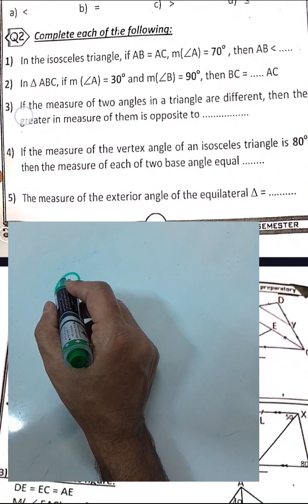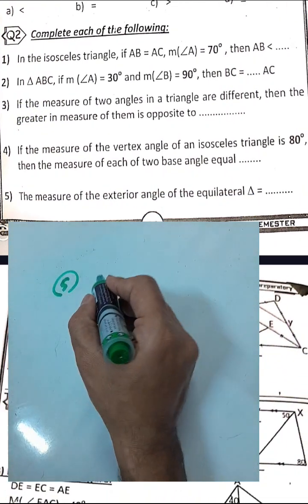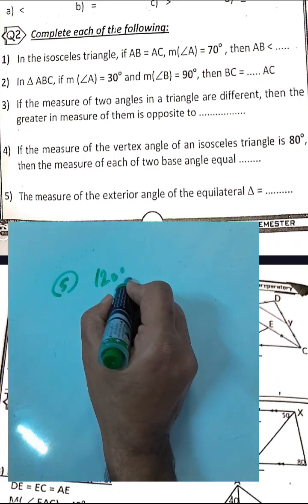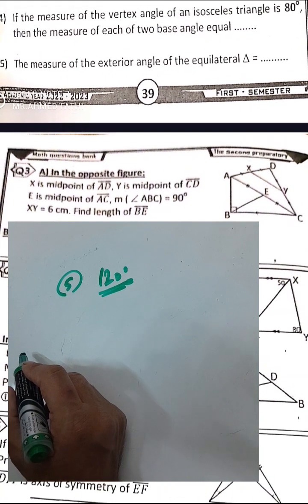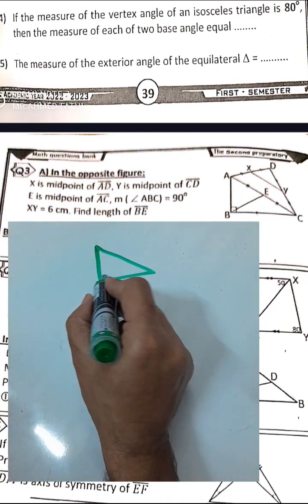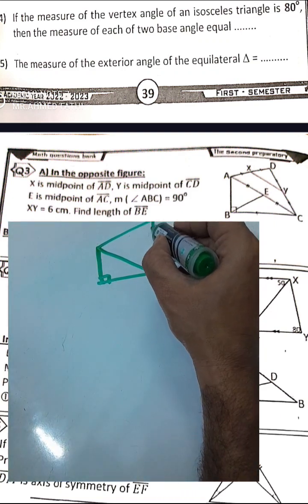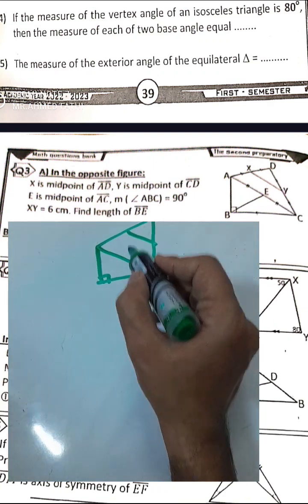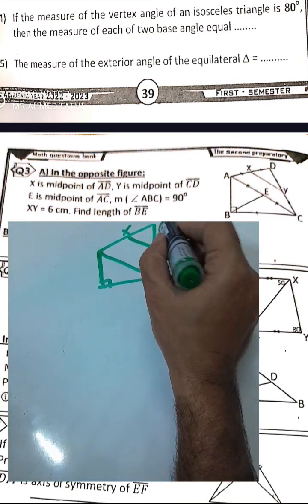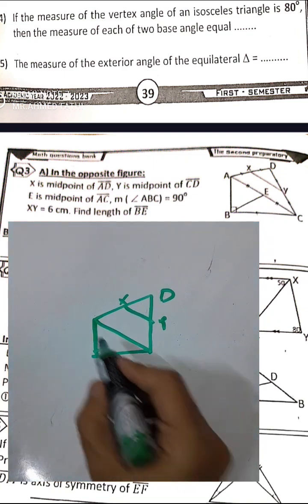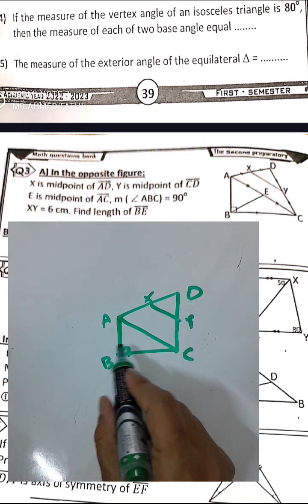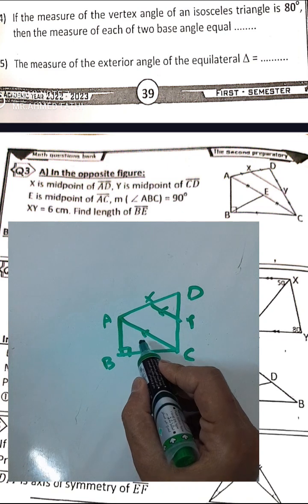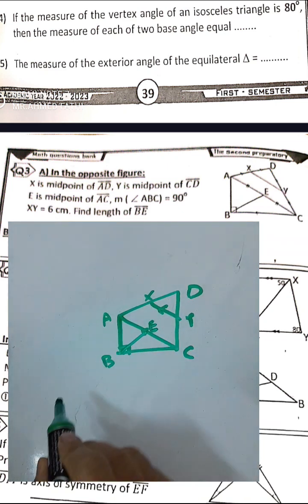Question number 5. The measure of the exterior angle of an equilateral triangle equals 120 degrees. Next question. We have here a right angle triangle, and in this triangle there is a line segment XY in the middle. We have D and AC. It's a famous question, okay? And XY is parallel to the base AC, and E is the midpoint here.